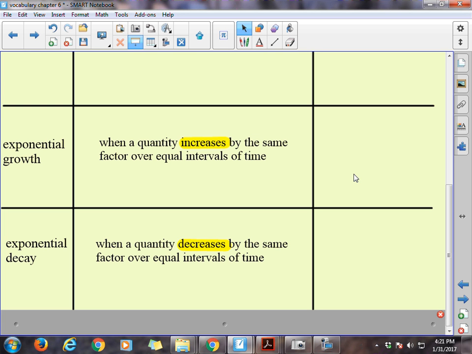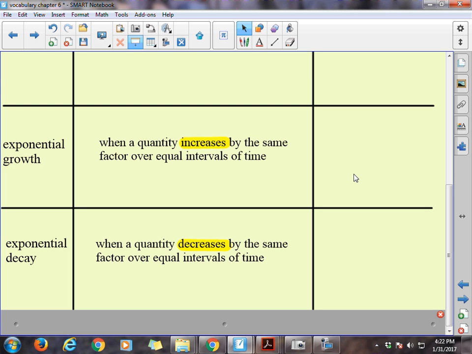Exponential decay is the opposite. When something dies, like an animal dies, its cells start to break down and it decreases by the same factor over time. So everything is decreasing and getting smaller and decomposing the same over time.